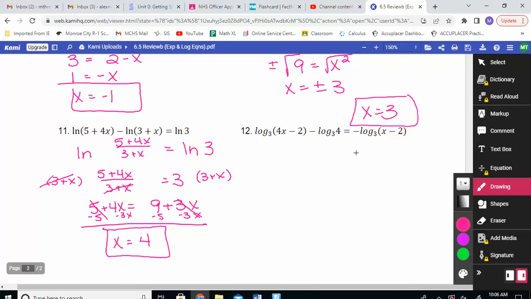And number 12. If these logs are subtracted, how do we put them together? Divide. Okay, now you have to be careful with the one on the other side. There's a negative out in front, so what does that do? It's like a -1 exponent. A -1 exponent just flips it. So now we can drop the logs.